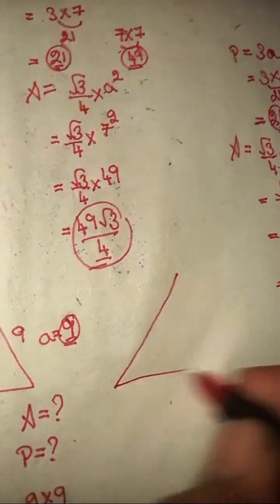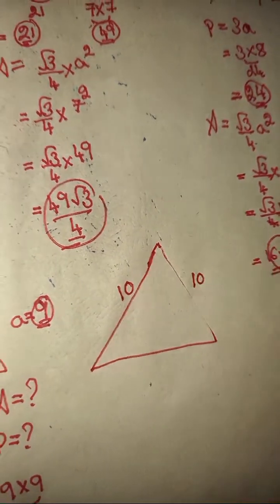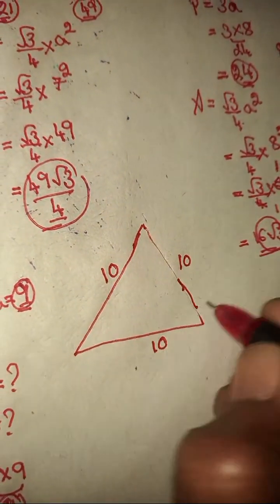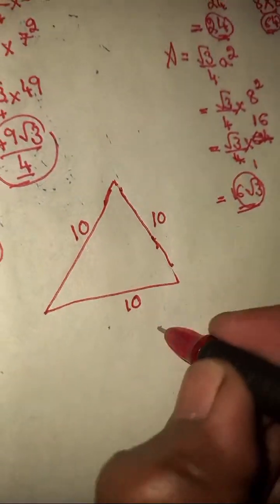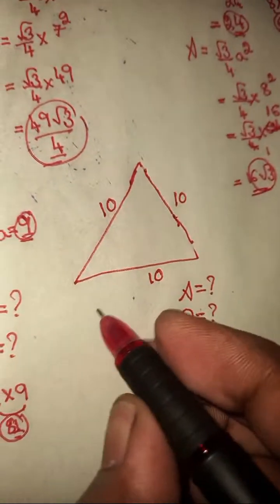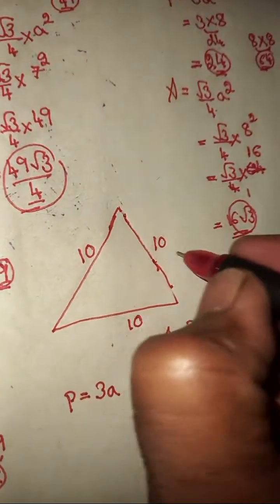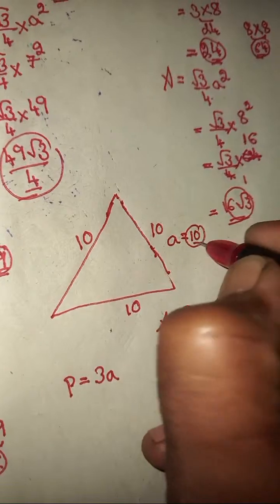Now let's take one more triangle. In this triangle they have given that all sides are equal to 10 units. When all sides are 10 units, what's the area and what's the perimeter? You can find out the perimeter as 3a. Here a means the side length, which is 10 units.